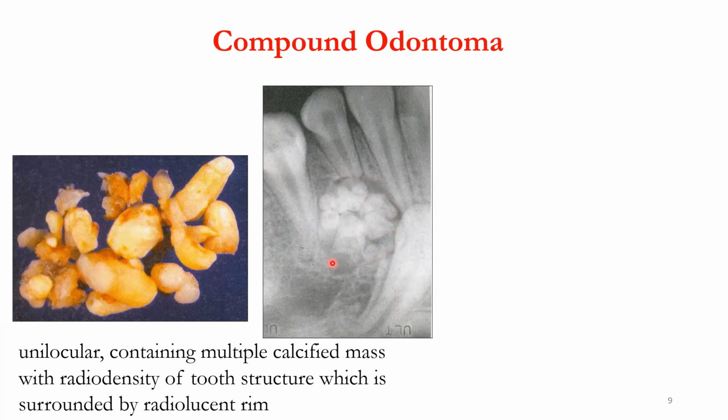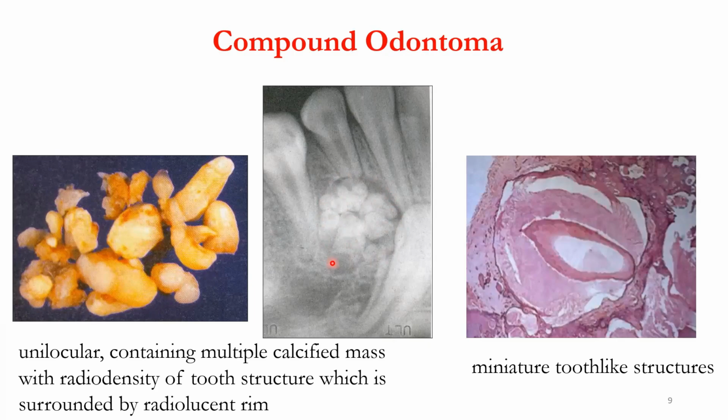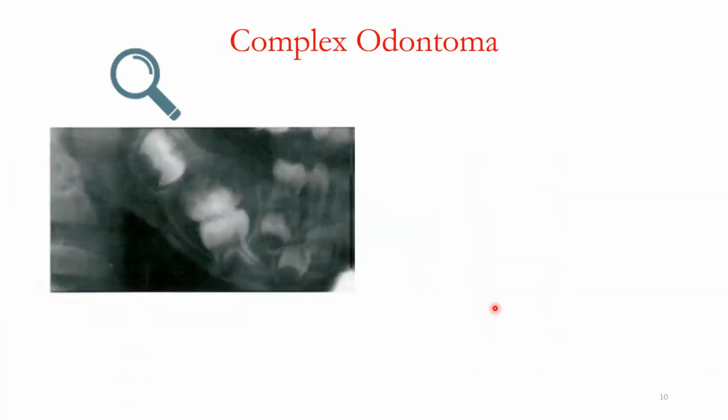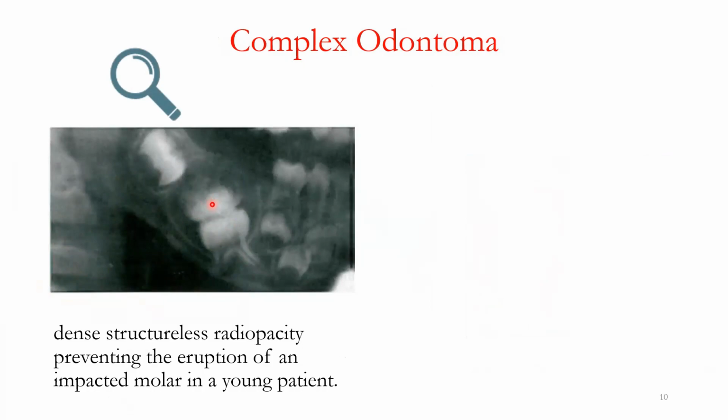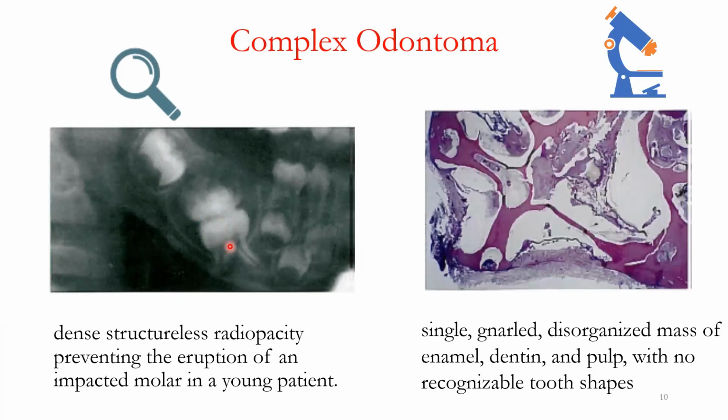It's very characteristic of compound odontoma, and histopathologically, when you see the sections, you will see that they look like a miniature tooth-like structure. Complex odontoma, we will see a calcified structure which does not resemble any kind of tooth structure. And here in this picture, you can see that this complex odontoma is preventing the eruption of an impacted molar.